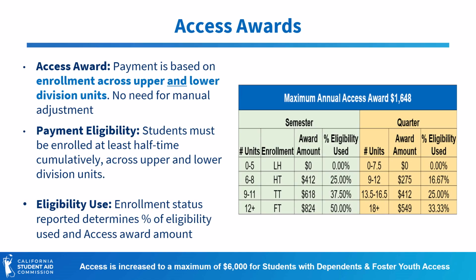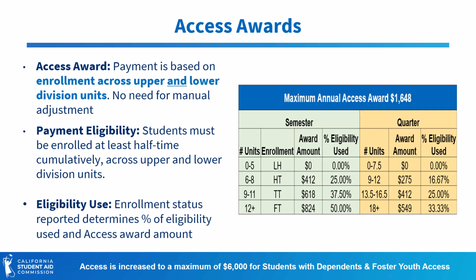Access awards. Access award payment is based on enrollment in upper and lower division units, and there is no need for manual adjustment. The maximum access award is $1,648 per year, but is increased up to $6,000 for students with dependents and foster youth access. Access award amounts are prorated based on enrollment status.